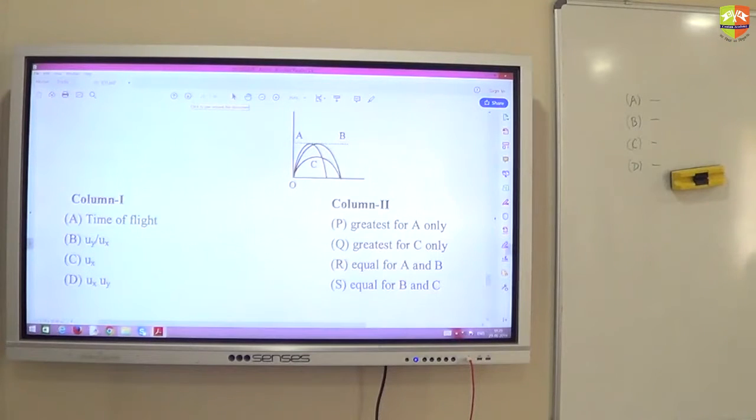Okay, so try to write down the range and time of flight formula in terms of UX and UY. Don't include any sine theta, cos theta. There should not be any theta. Try to write it in terms of UX and UY. Then it will be straightforward. You can't just stare at it and answer it for all.